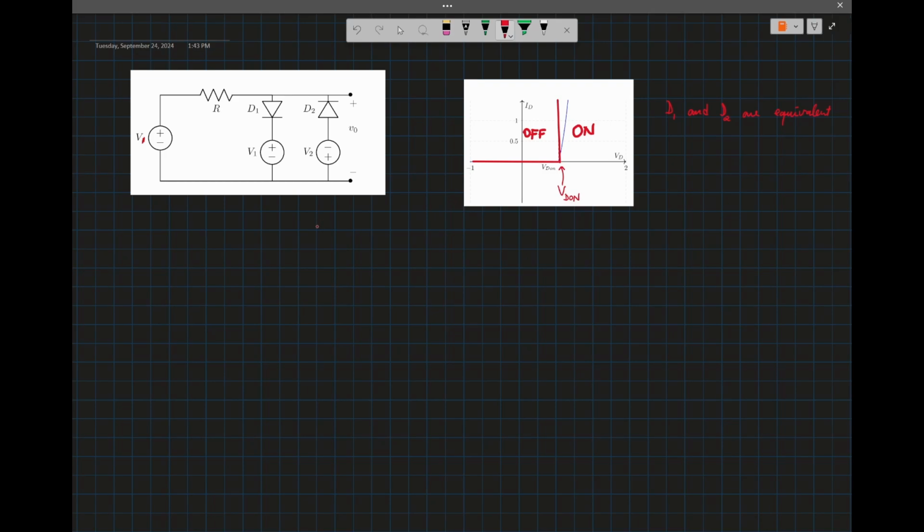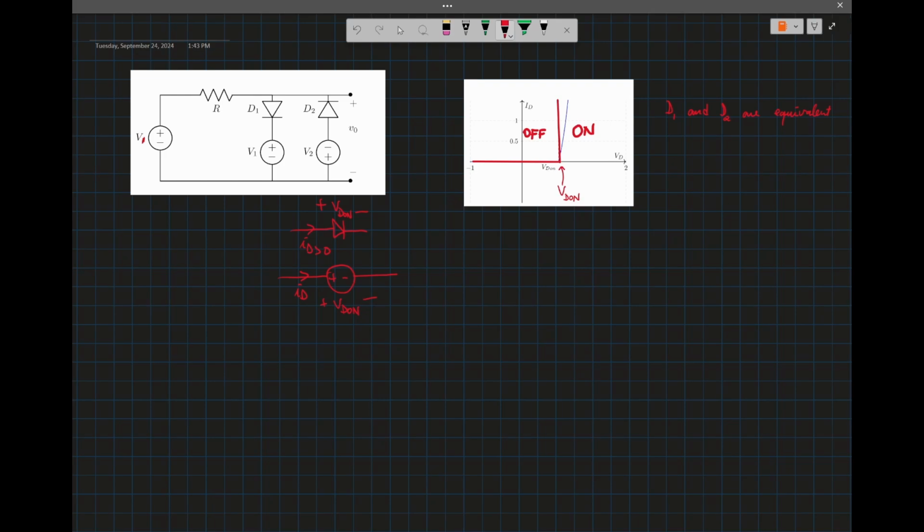So when the diode is on, the current through the diode is positive, and the voltage across the diode is going to be VD on. So we can effectively replace the diode by a constant voltage source. The current is ID and the voltage is VD on.